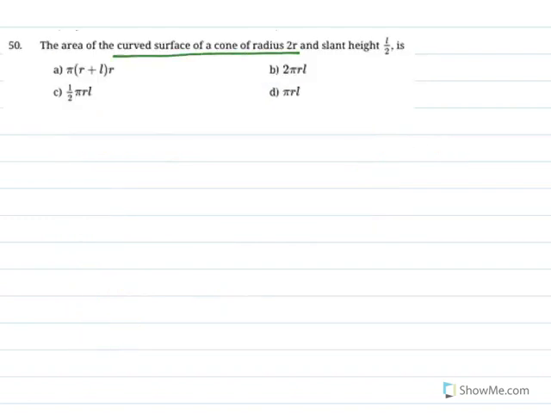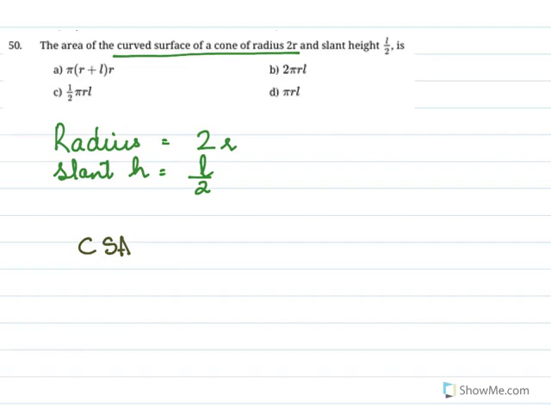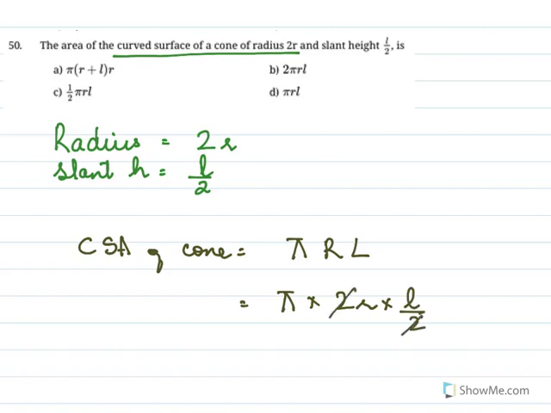The curved surface area for cone with radius is 2r, and the slant height is L/2. So we know the curved surface area CSA of cone equal to pi r L. Pi r is 2r and L is L/2. So this cancels and it becomes pi r L. So this is the right CSA of the cone, pi r L.